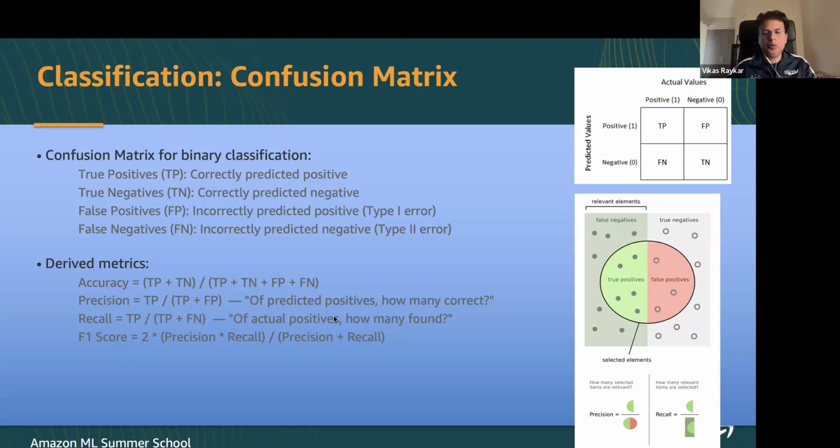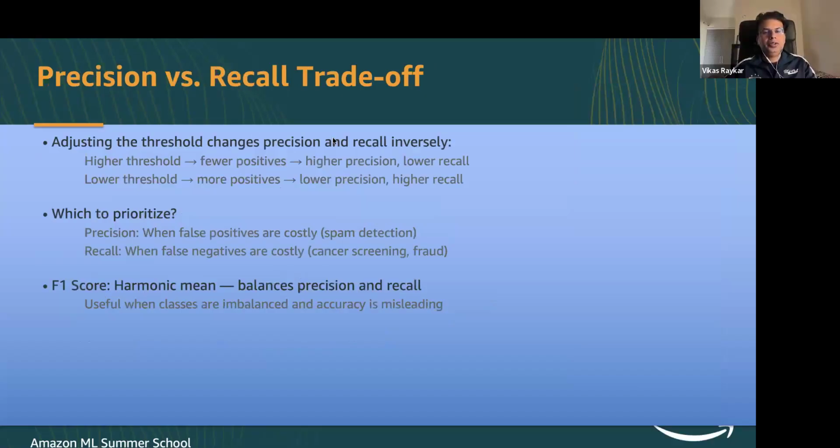And changing this threshold theta gives you various trade-offs in terms of precision and recall. So adjusting the threshold changes precision and recall. If you increase the threshold, you get higher precision and lower recall. And if you lower the threshold, you get lower precision and higher recall. So this depends upon your domain and the problem. So it depends on the problem statement.